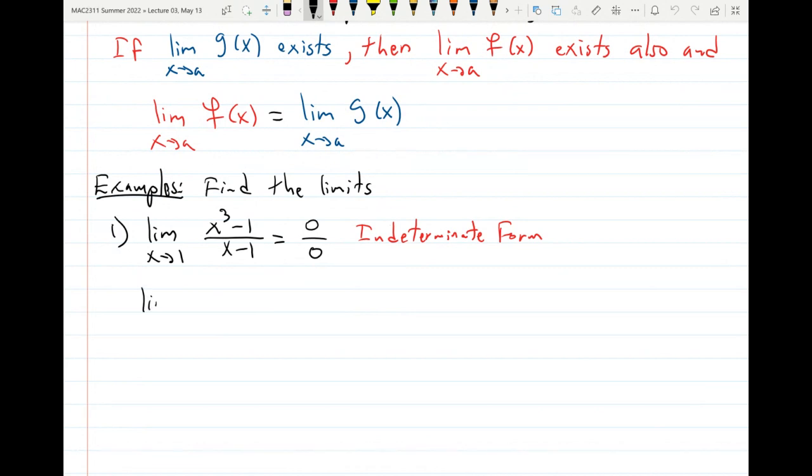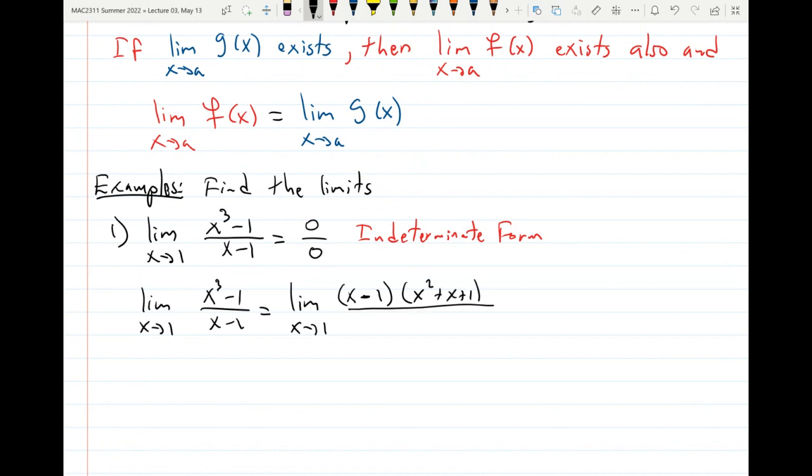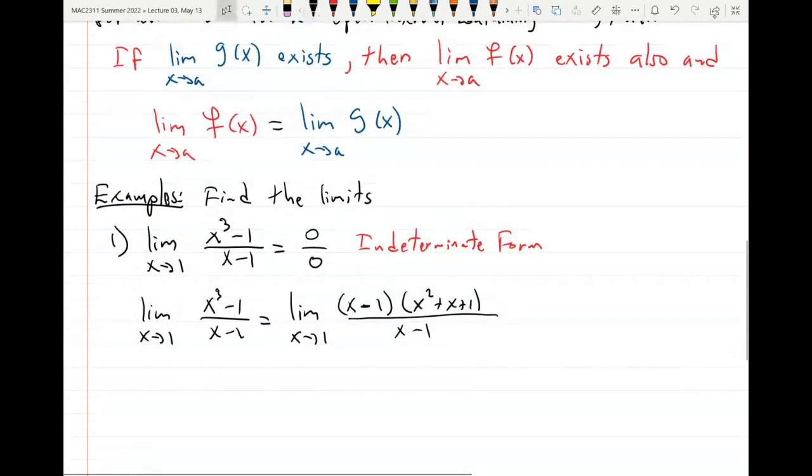So the way that we can do this is, okay, we have x cubed minus 1 over x minus 1. The numerator is a difference of cubes, so it factors as x minus 1 times x squared plus x plus 1, over x minus 1. Basically, the property that I use here is this one.